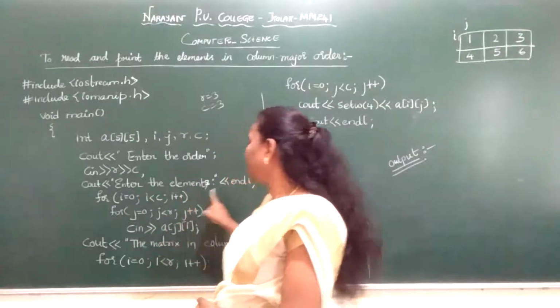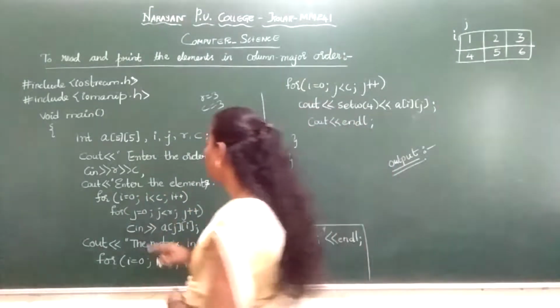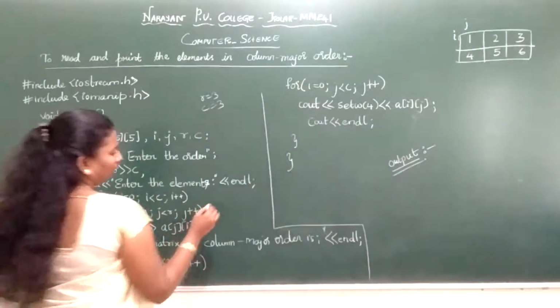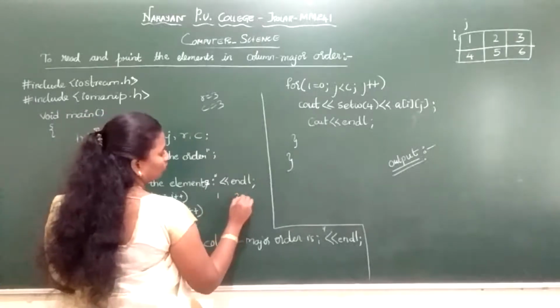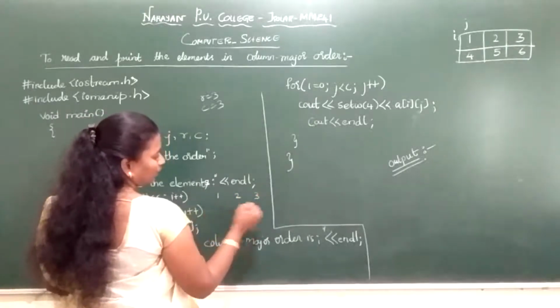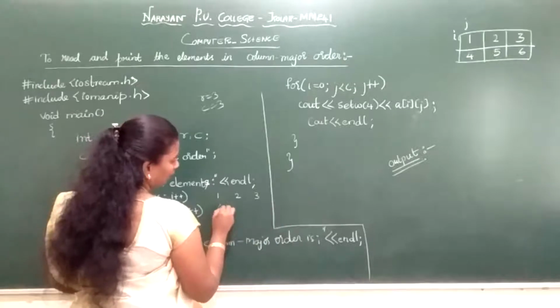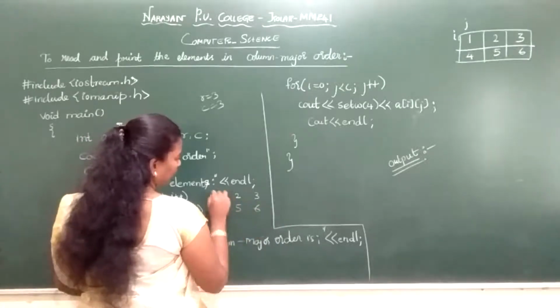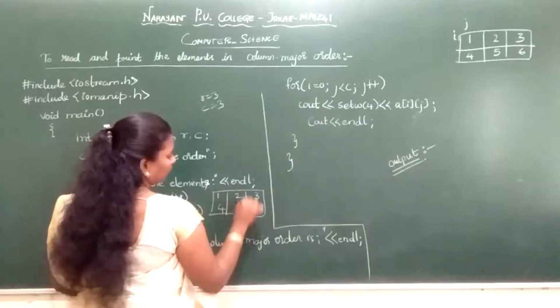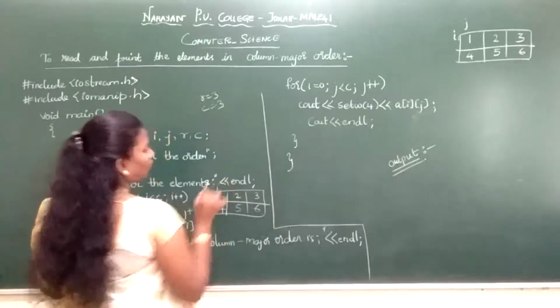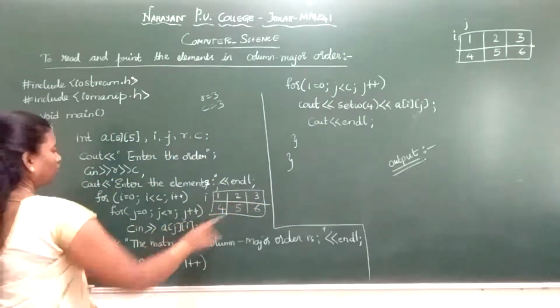So enter the elements. What is the order? 3 cross 3. Enter the elements. See, I am entering like this: 1, 2, 3, 4, 5, 6. When you enter, logically it will be stored in the memory like this. This is for i, this is for j. So it is stored like this.